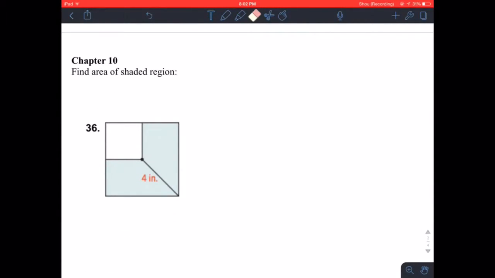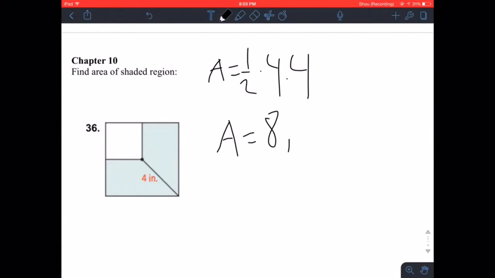Our next problem comes from chapter 10, and it's simply put, find the area of the shaded region. Looking at this, we know the diagonals of the smaller square are the same length as the line segment given. So you can calculate the area if you know the length of the diagonal. The area is half the product of the diagonals. So what we would do is write A equals 1/2 times the diagonal times the diagonal. That calculated out equals 8 inches squared.